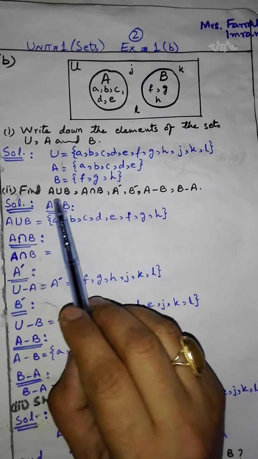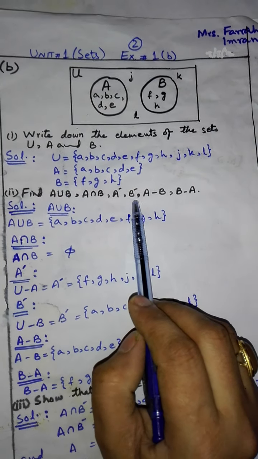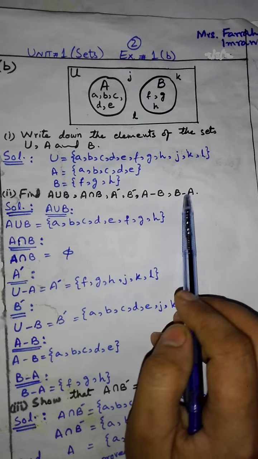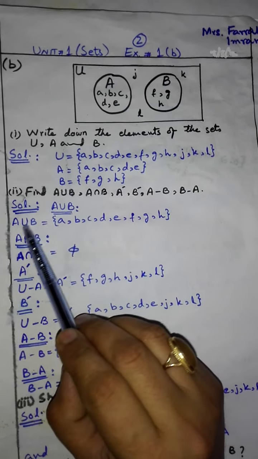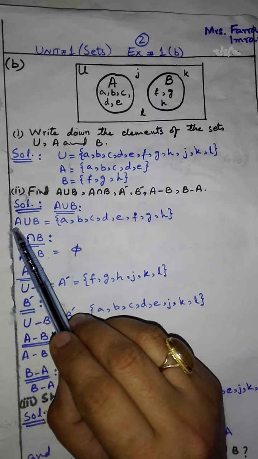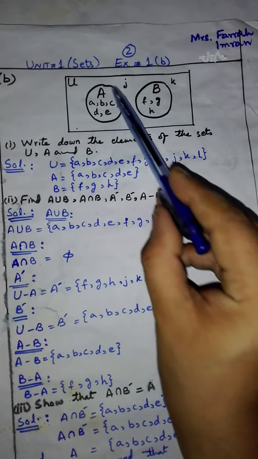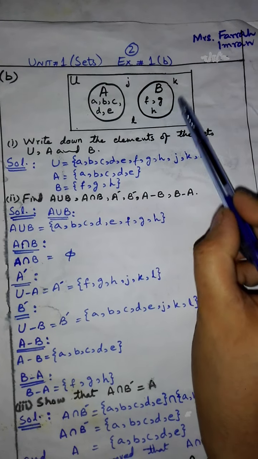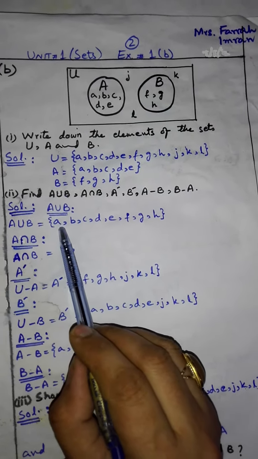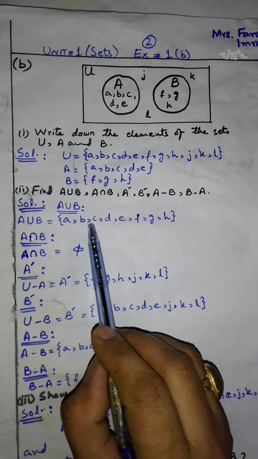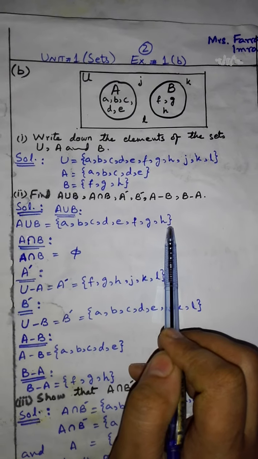Second part, find A union B, A intersection B, A complement, B complement, A minus B, B minus A. Solution, A union B. A union B means all the elements of A and B. These elements of A and these elements of B. So A union B is A, B, C, D, E, F, G, H.